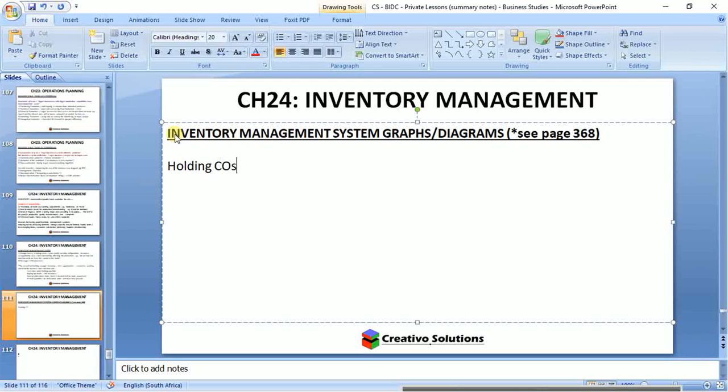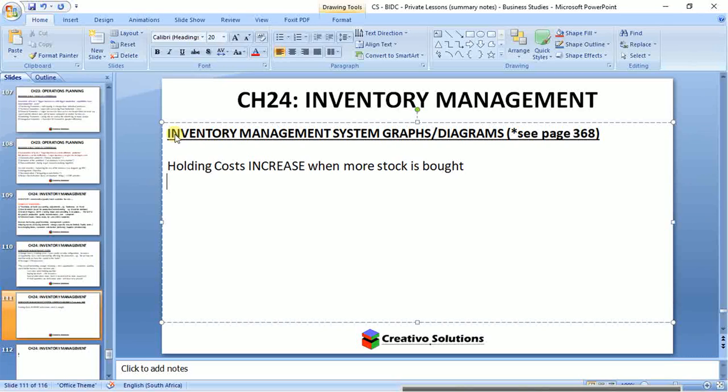Summarize it. Holding costs increase when more stock is bought. It's logical. Right, what are the costs you see in the diagram? So now we've looked at the one diagram, which is the graph sloping up. Holding costs increase when more stock is bought. Right, the more I buy, the more storage I'm going to need.